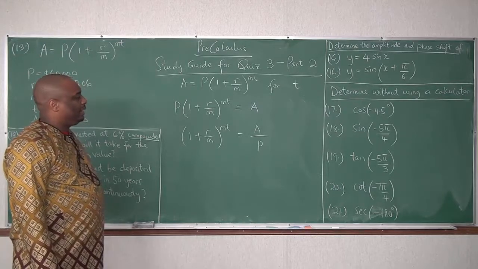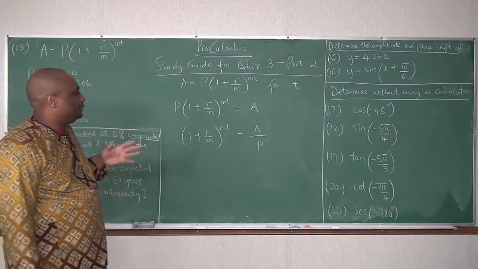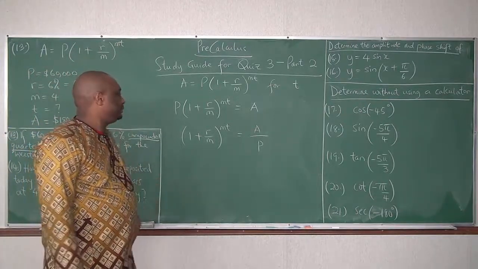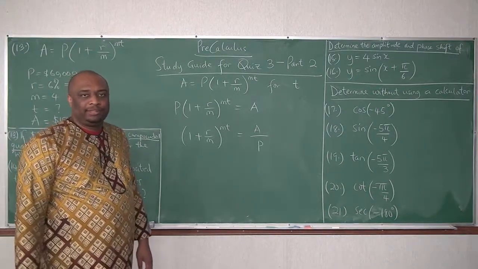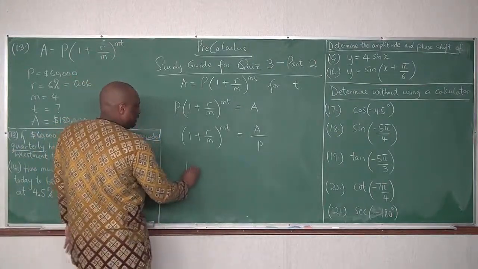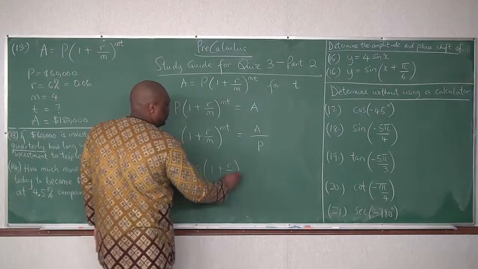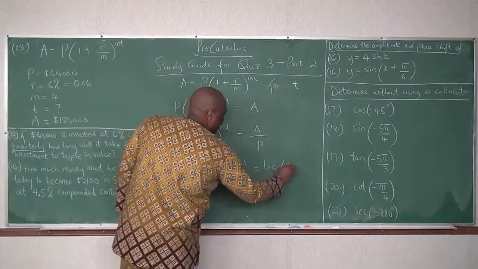Okay, we can go ahead and introduce logarithm. That's one way we can do that. We can introduce logarithm to both sides. If we do that, what do we have? Introduce log to both sides: log of (1 plus R over M) exponent MT is equal to log of A divided by P.